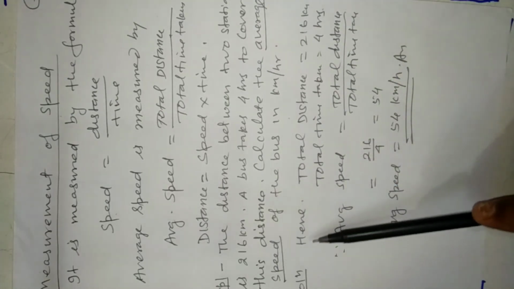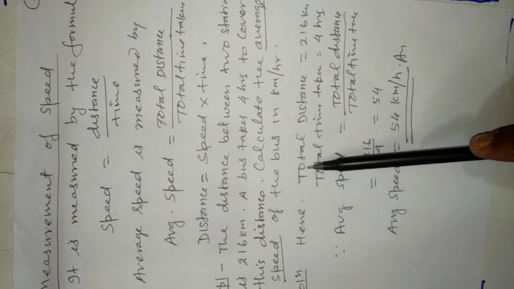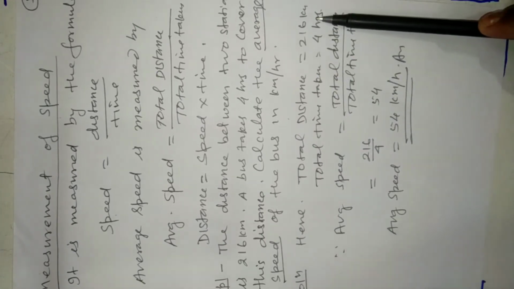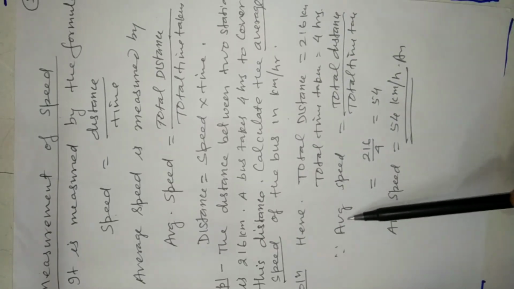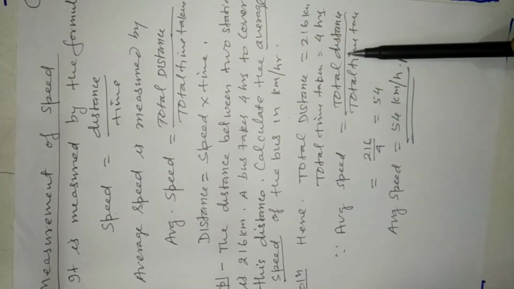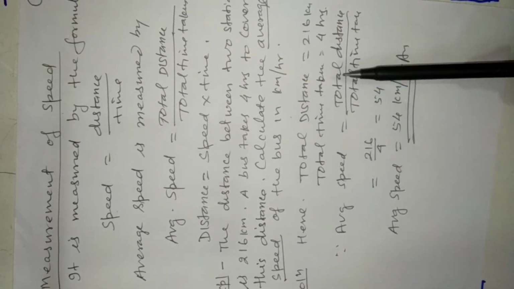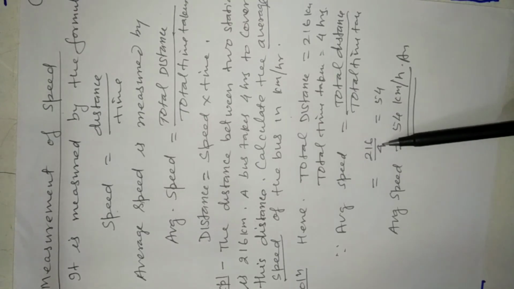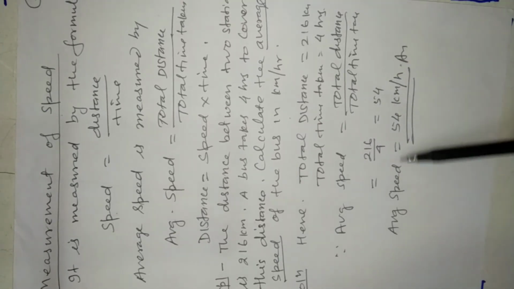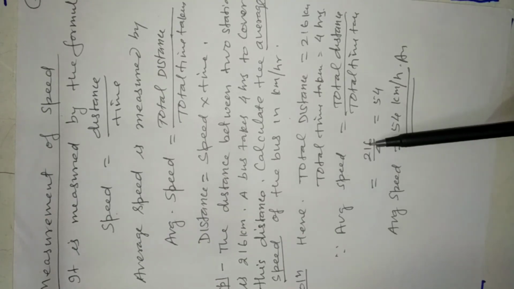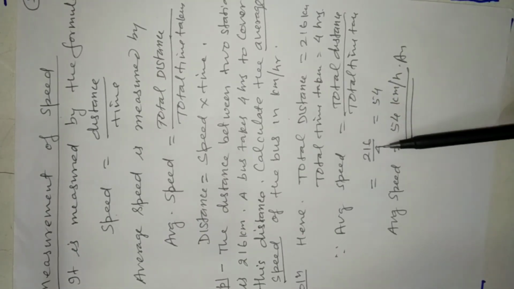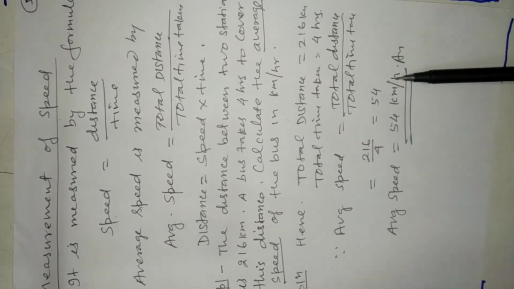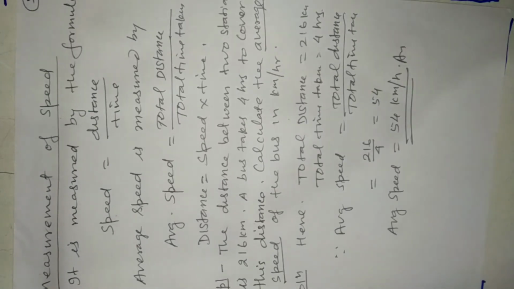So from the question we will note what is given here. Given is total distance, that is 216 kilometer. Time given is 4 hours. So what will be the average speed? We will use this formula, and we will substitute the value of total distance 216 and total time 4, and then after solving we will get 54. So average speed will be 54, and 216 is in kilometer and this is hour, therefore its unit will be kilometer per hour. So the answer will be 54 kilometer per hour.